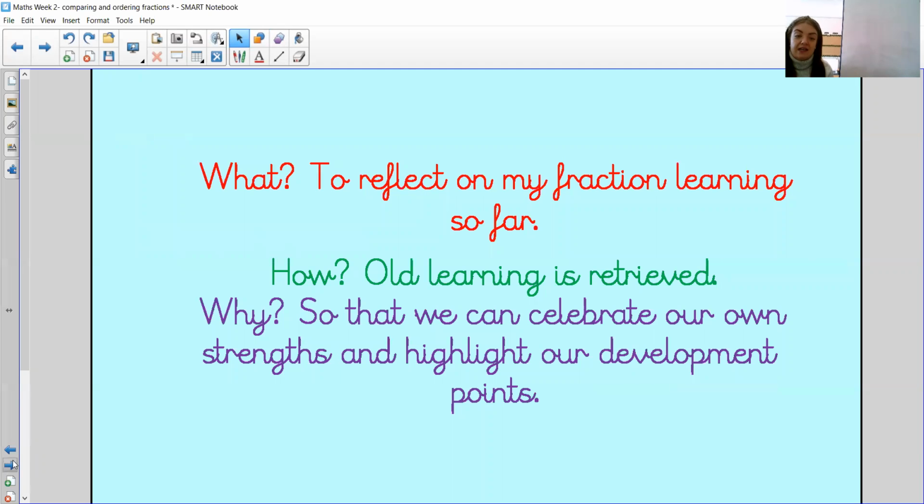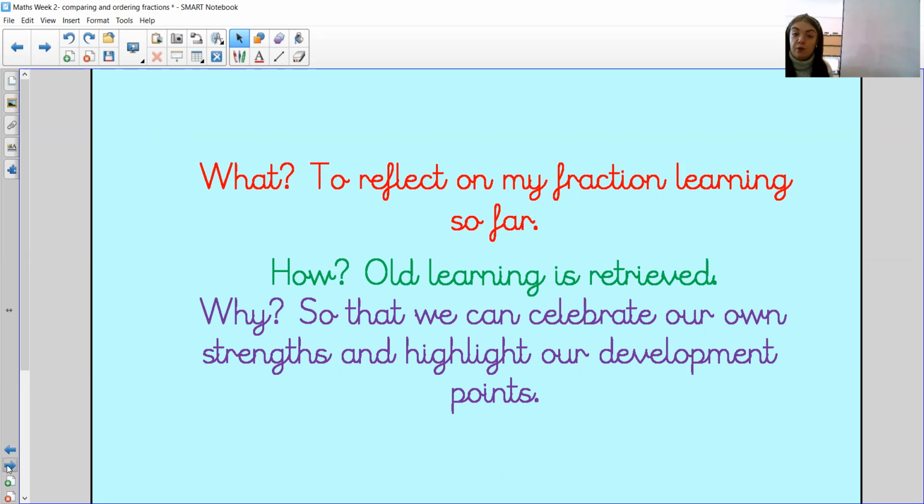So today, as I've said, we're going to be reflecting on our fraction learning so far. Lots of old learning retrieved, because it's everything that we've done so far, so that we can celebrate our own strengths and highlight some of our development points, because there's probably still some areas where you think, I might need a little bit more help with this. I'm not as confident in this part as this part.